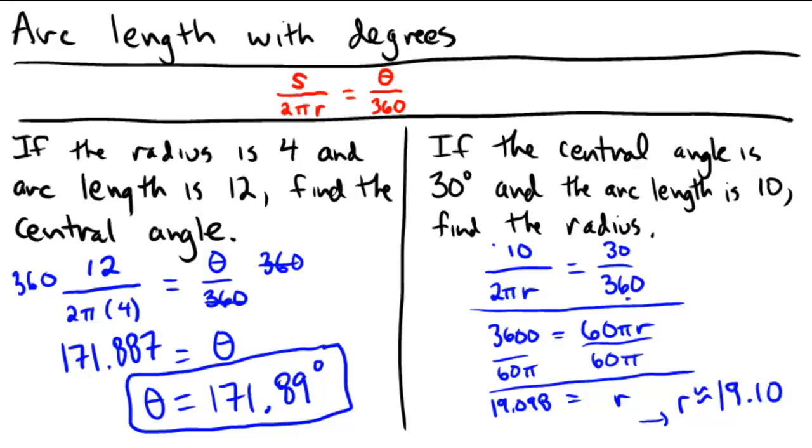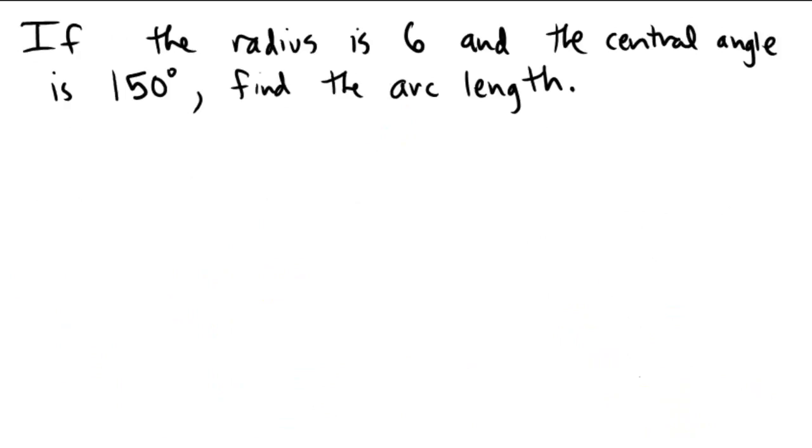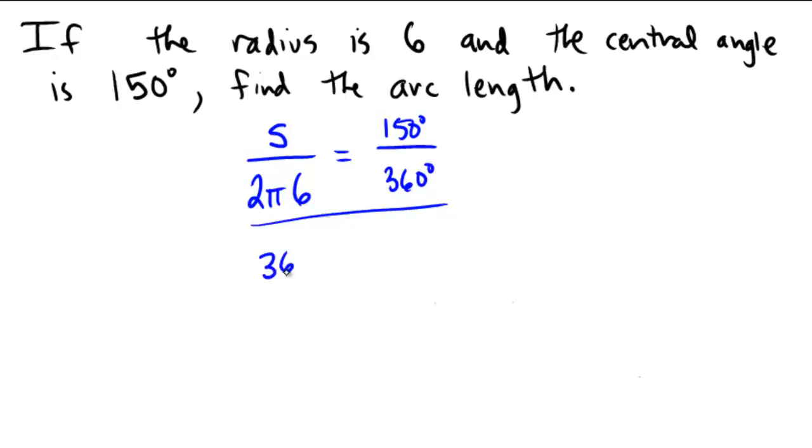So last problem, try one on your own after pausing the video and see if you can find it. The radius is 6 and the central angle is 150, find the unknown arc length. The unknown arc length would be the S out of the total, which is 2 times pi times 6, equals the angle measure, which is known for the central angle, out of the total circle. So cross multiplication would yield 360 S equals 150 times 2 is 300, and 300 times 6 is 1800 pi.